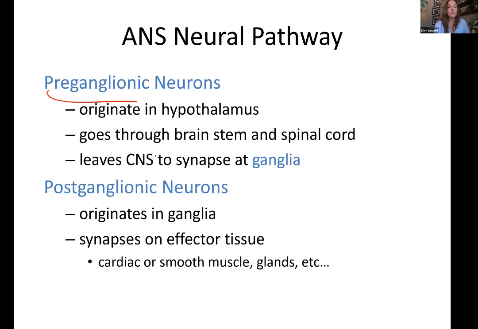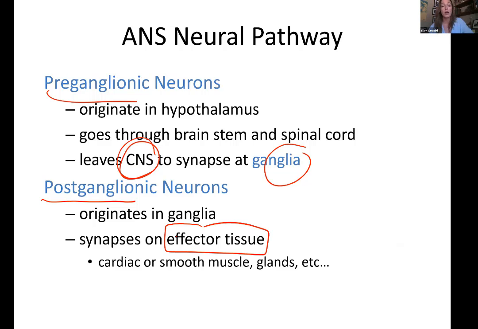Preganglionic neurons start from the central nervous system and end at the ganglia. The postganglionic neuron is going to end at what we call the effector tissue. That just means wherever you're going. It could be the heart, it could be the guts. It just means where the tissue is that you're trying to make a change to.